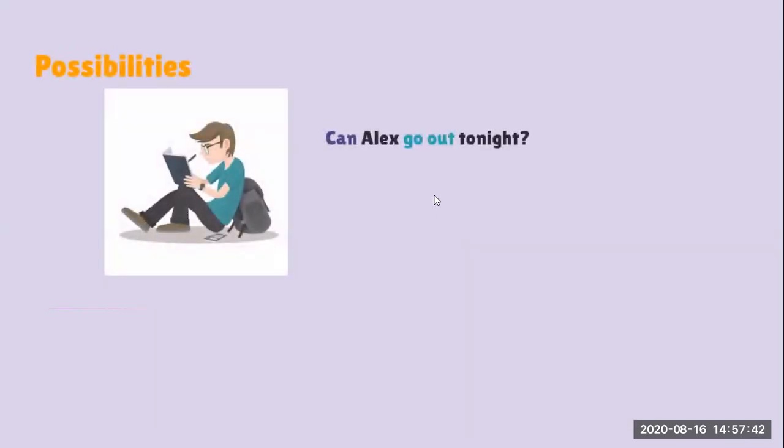Then we have possibilities. It says, can Alex go out tonight? Okay, we are asking, can Alex go out tonight? And the answer is no, Alex can't go out tonight. He has to study for a test. Okay, so it's not possible for Alex to go out because he has something else to do.